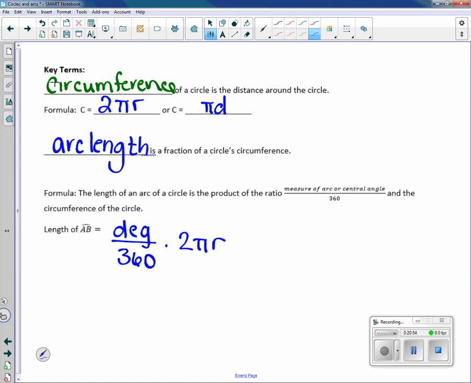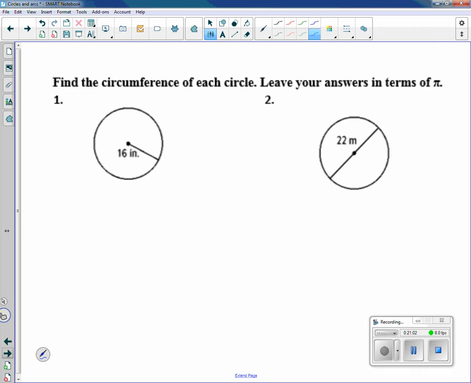Now, we are going to practice it. Once we practice it, then you're going to your work. So let's start first with just finding circumference. I always just use 2 pi r. We're going to leave this in terms of pi, and then we're going to multiply this out.